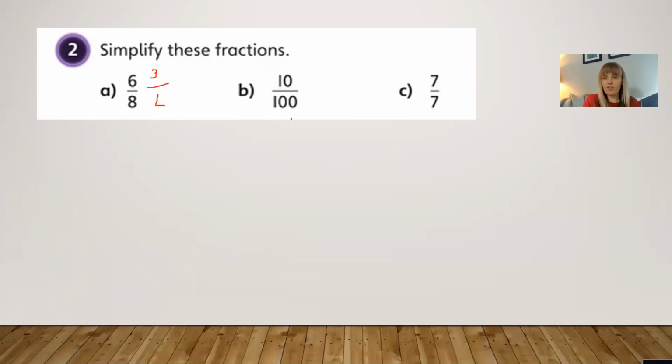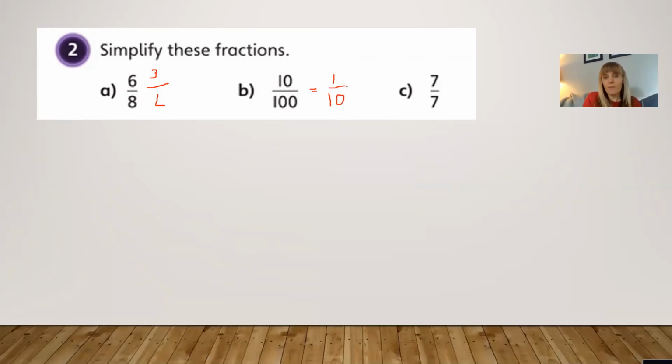Now 10 out of 100, 10 hundredths. Which times table are they both in? Both in the tens, aren't they? So let's divide them by 10. So 10 divided by 10 is 1. 100 divided by 10 is 10. So this is the same as 1/10. So in its simplest form, 10 hundredths is written as 1/10. I don't know why my lines keep disappearing. It's got a mind of its own, this computer.